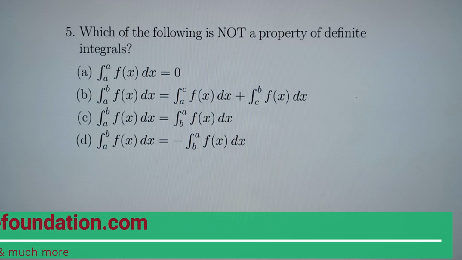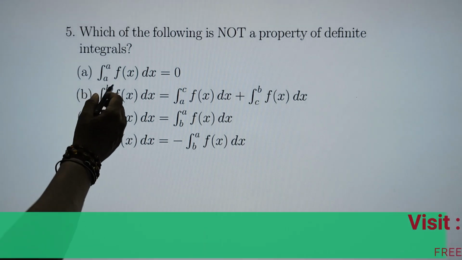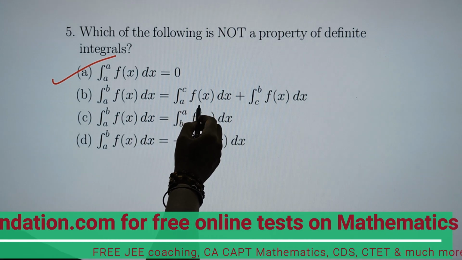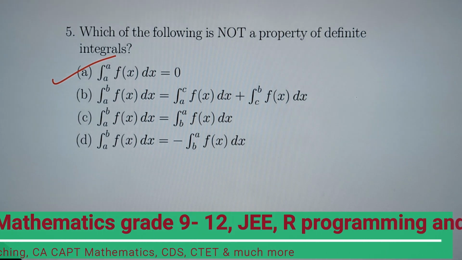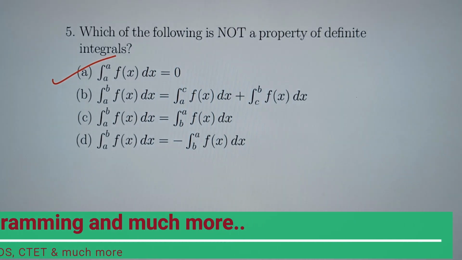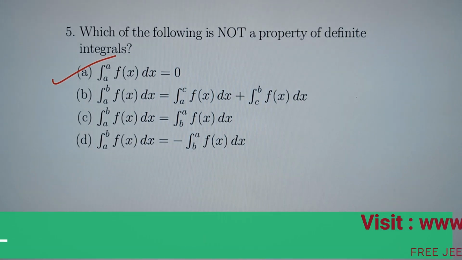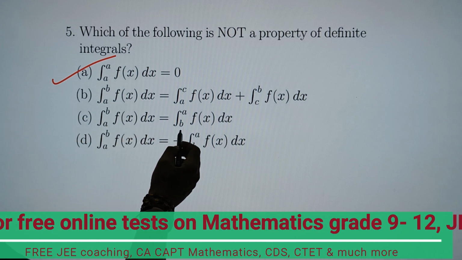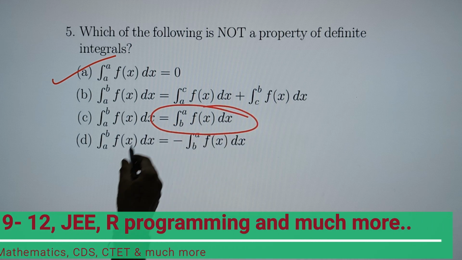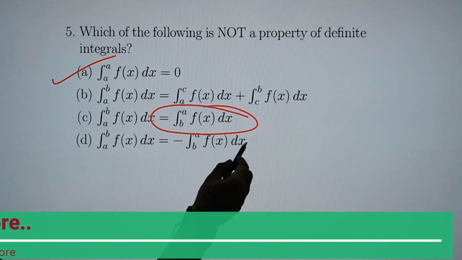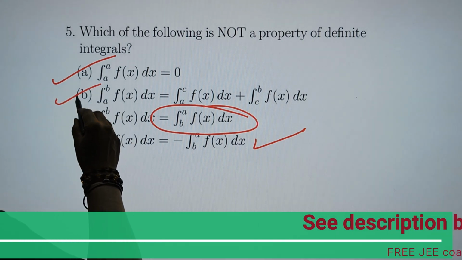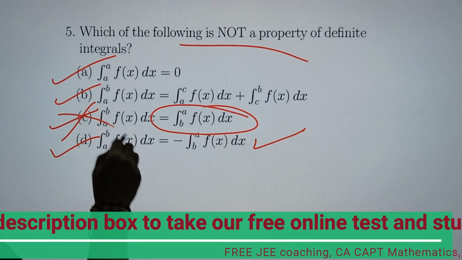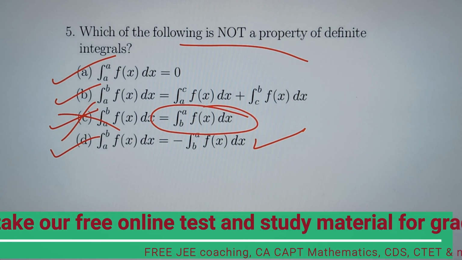Which of the following is not a property of the definite integrals? A: integral a to a of f(x) dx is 0. Correct. B: integral a to b of f(x) dx is equal to integral a to c of f(x) dx plus integral c to b of f(x) dx. This is also correct, but it should be further defined, like c will lie between a and b. C: integral a to b of f(x) dx is equal to integral b to a of f(x) dx. This is problematic. D: integral a to b of f(x) dx is equal to minus integral b to a of f(x) dx. This is the correct property. So A, B, D are the correct properties, and the one which is not a property is C. So option number C is our correct answer here.